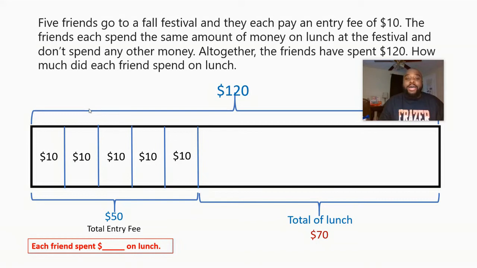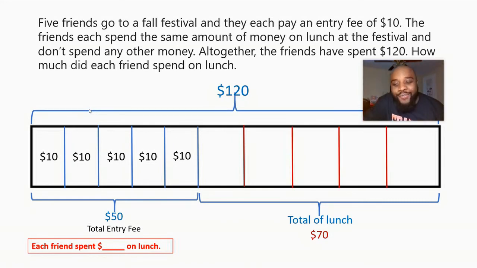Now, our job now is to figure out how much each person spent on the lunch. Well, if they got $70 and each person is going to get an equivalent amount of $70, that means we need to divide it up between 5 people. So that's 1, 2, 3, 4, and 5. Okay, notice Mr. D said divide, so I might be on to something.